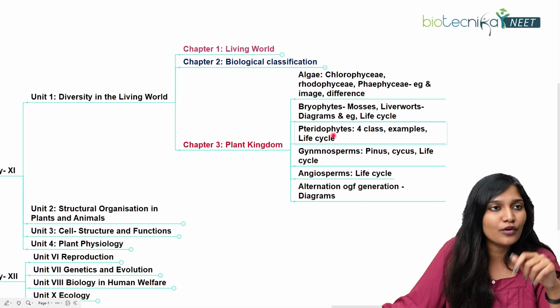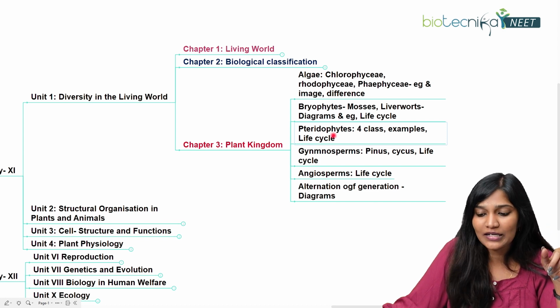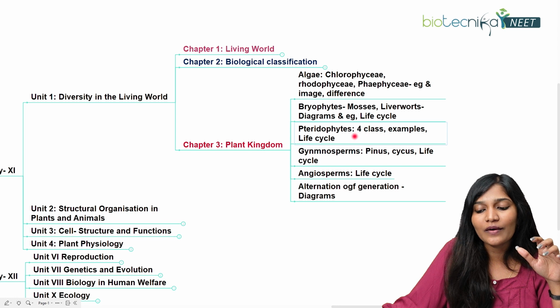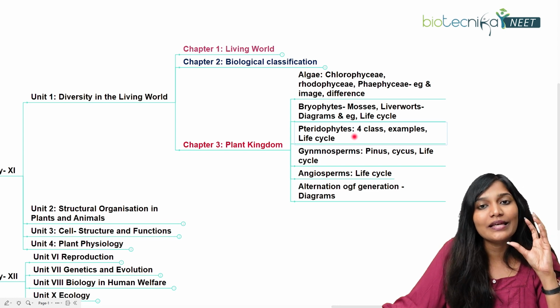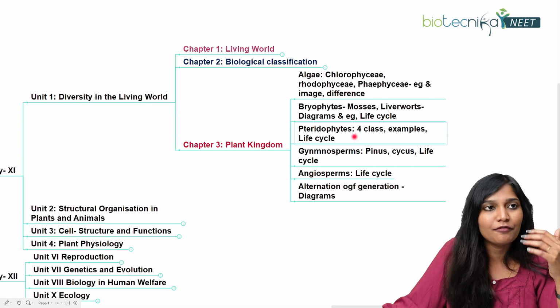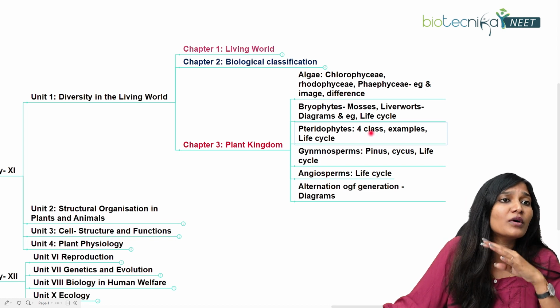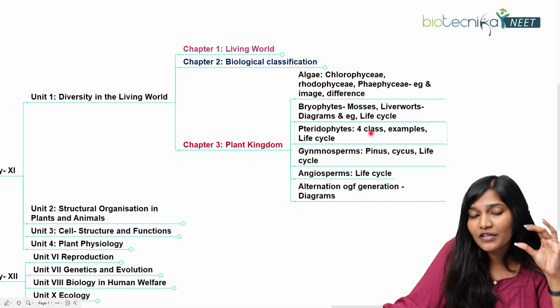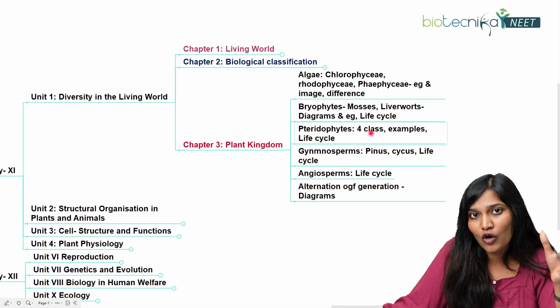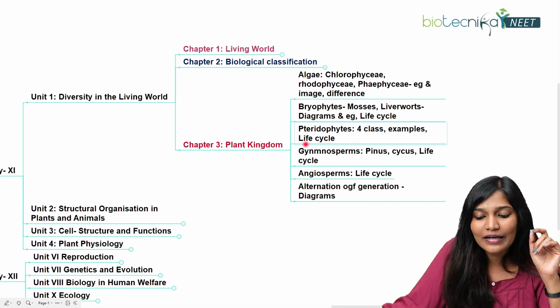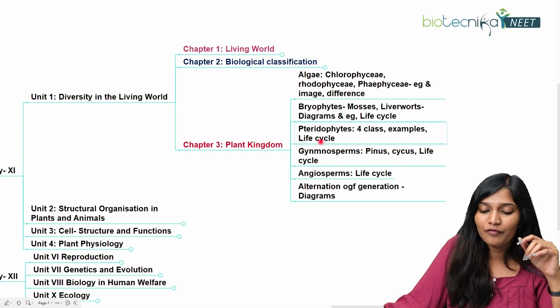And the next is pteridophytes, which is called the reptiles of the plant kingdom. Here, very importantly, you have to study the examples and the diagrams which are given in the books, like ferns. All these things are given, so you have to study that. And there are 4 classes given at the end of the pteridophytes paragraph, like Psilopsida and so on. And the life cycle is a very important one to study.